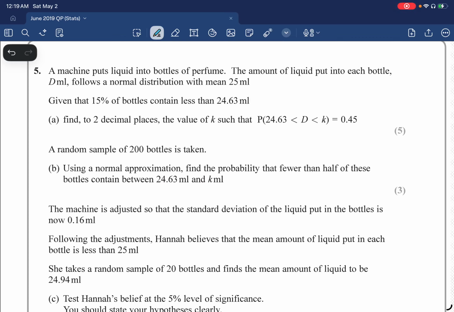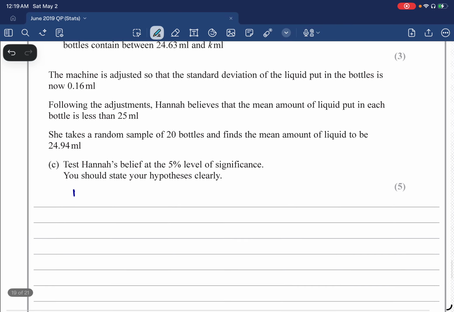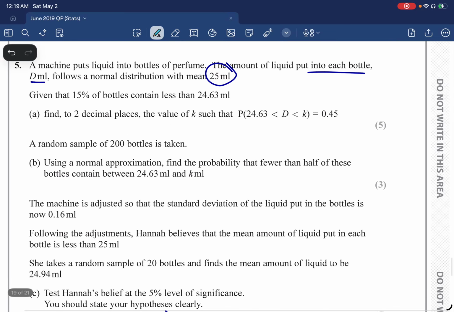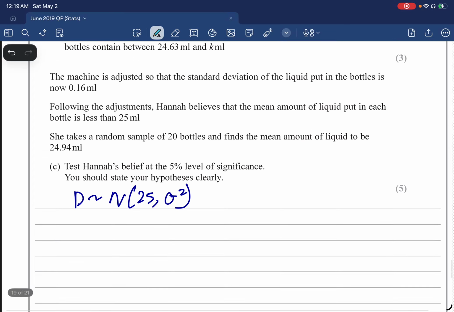Onto the normal distribution. A machine puts liquid into perfume bottles. The amount of liquid put into each bottle is D, and it's normally distributed with mean 25. So we can say that D is normally distributed with mean 25 and variance sigma squared, which we do not know. I'm going to be speed running this, so it's going to be a fast solution.